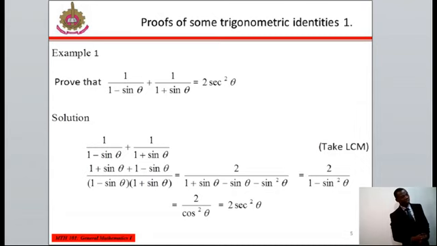And remember that if you do some little arithmetic manipulations, you'll be able to arrive at 2 over cos square theta. You get another expression, which is your last expression for the problem.